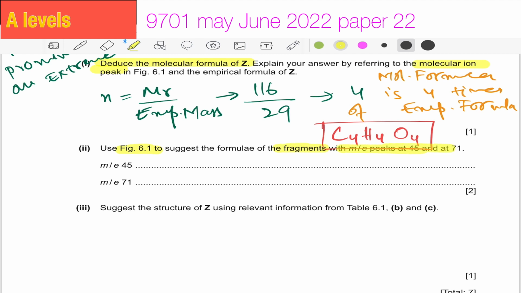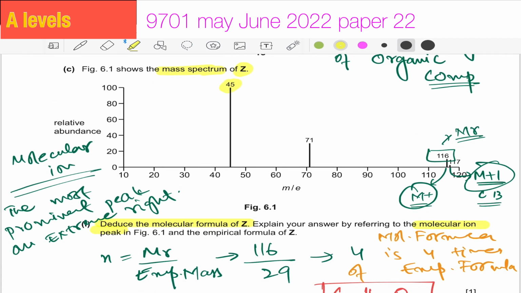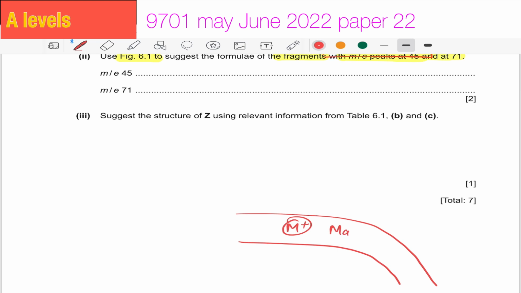The peaks at 45 and 71, what fragments are responsible for these peaks? Because we know that when a molecular ion moves through a mass spectrometer, sometimes they collide with each other, or they collide with the high-speed electrons, due to which this molecular ion will break into further fragments. It breaks into fragments, and then these fragments will hit the detector.